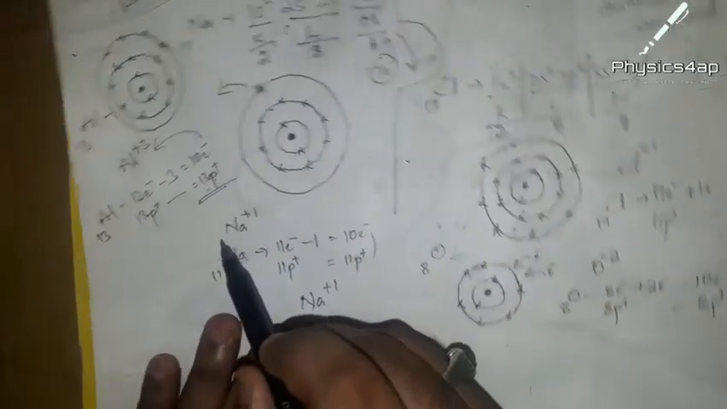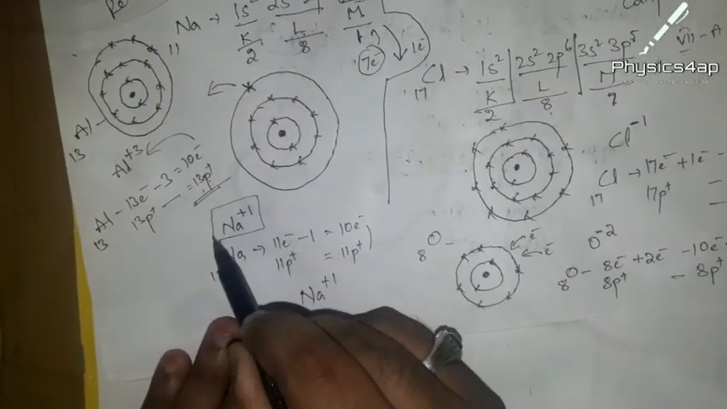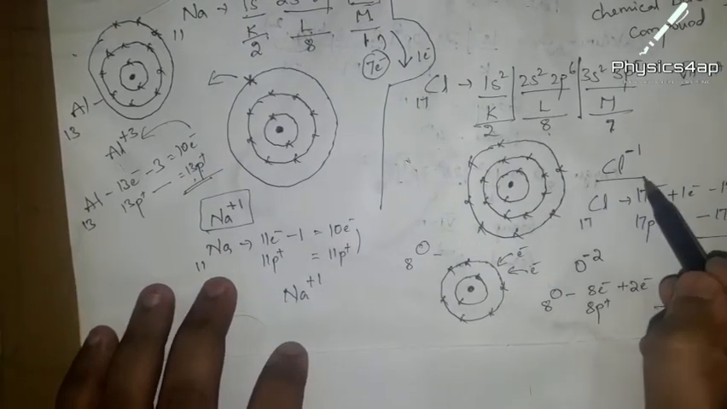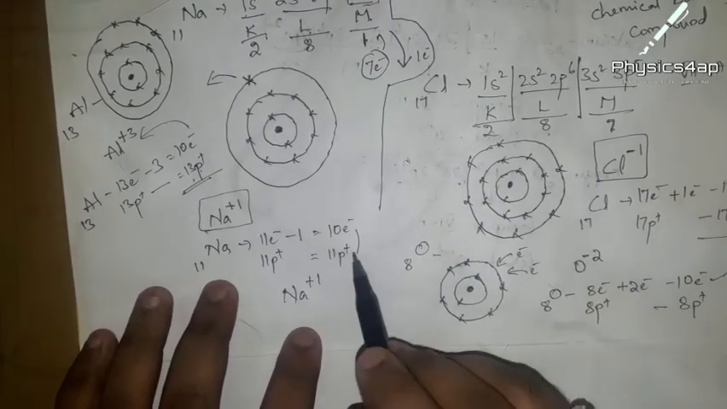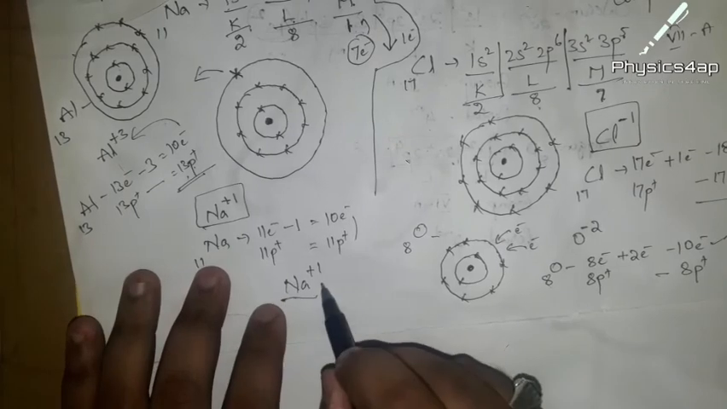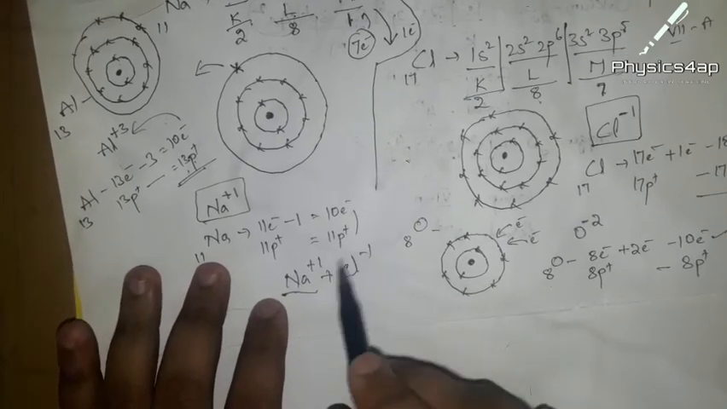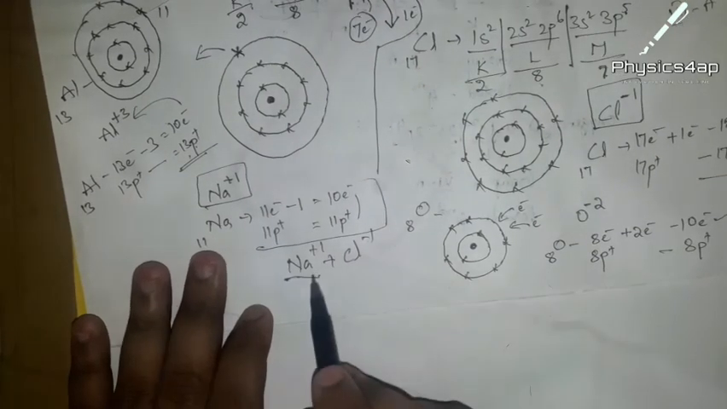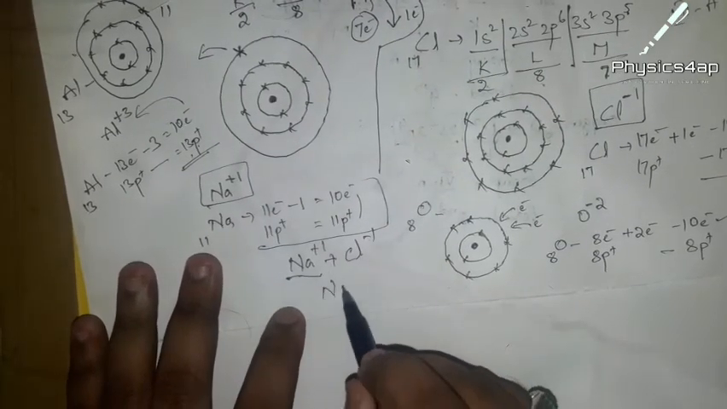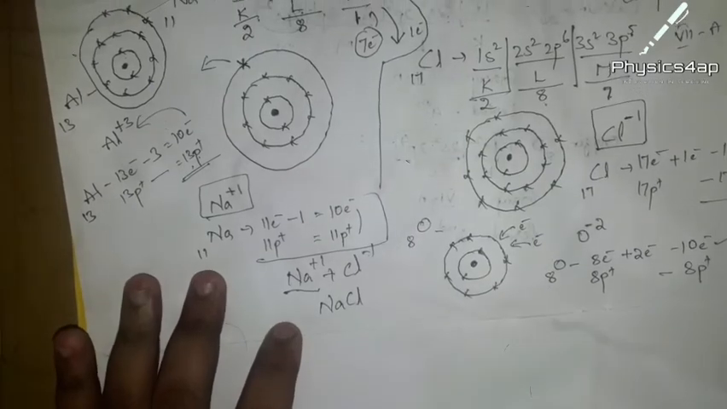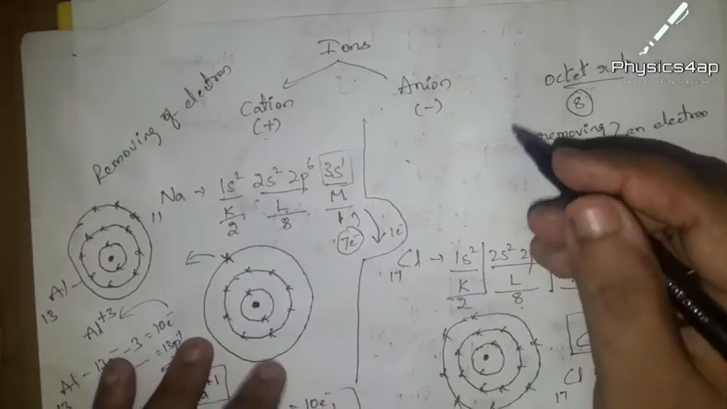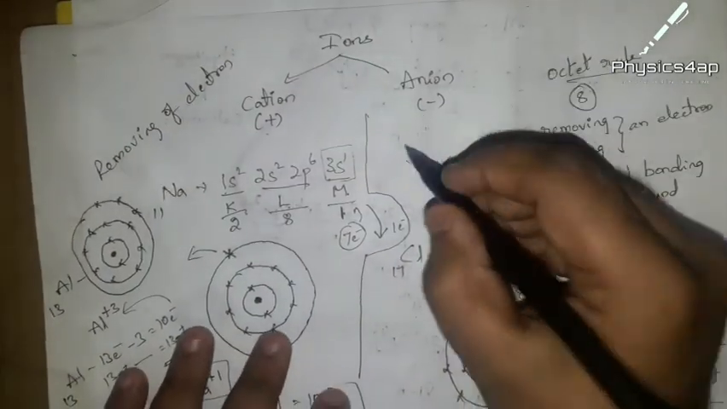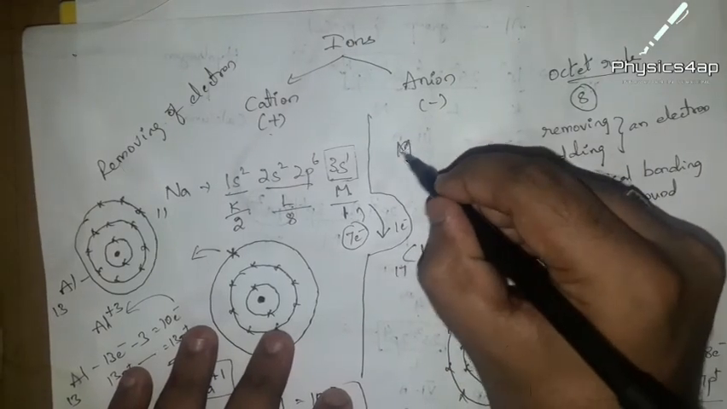For example, if we take Na plus 1 and Cl minus 1, when you combine Na plus and Cl minus 1, as positive and negative both attract each other, we get NaCl.